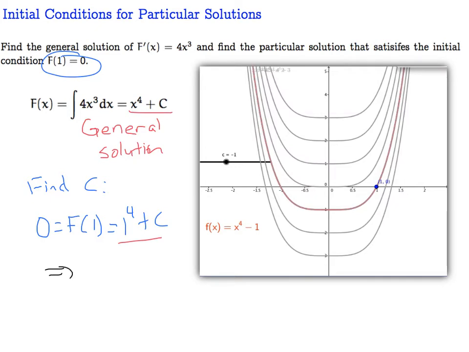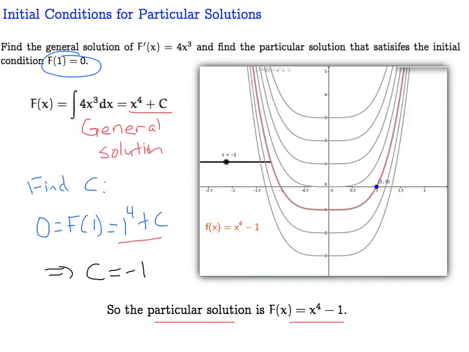Solving this for c tells me that c has to equal -1. I just subtracted 1 from both sides. So the particular solution to this problem is just x to the fourth minus 1. It gives us the graph that goes through that point that we wanted it to.